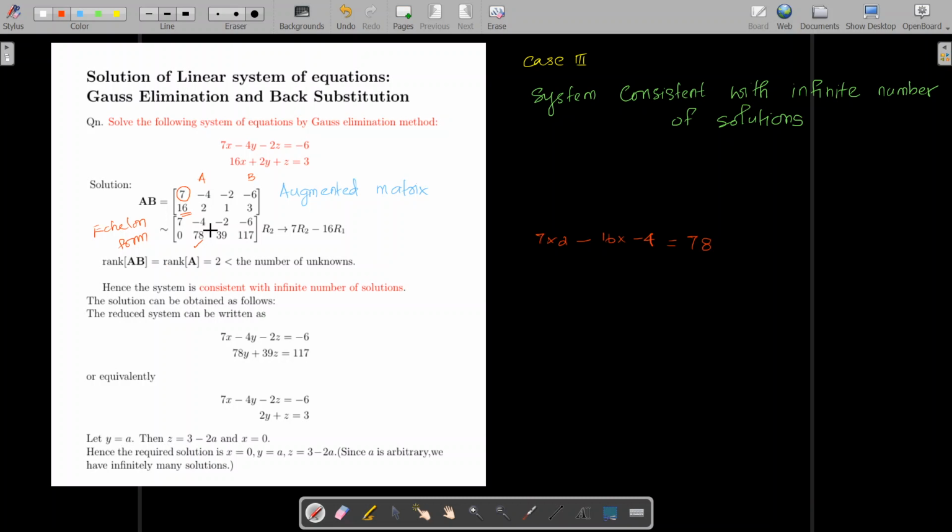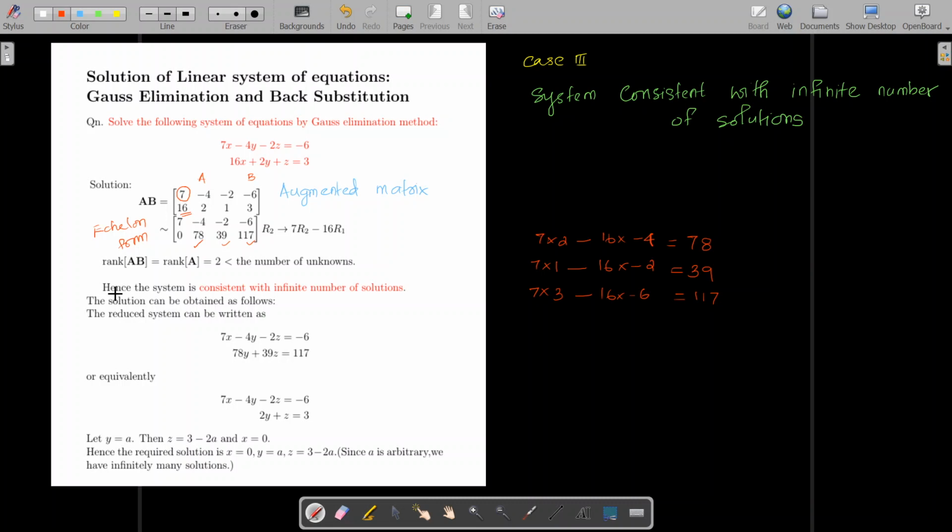So that is 78. Next element is 1 into 7 minus 16 times minus 2, and hence we have 39. So that is the second element. Third element is 7 times 3 minus 16 times minus 6. So we have 96 plus 21 equal to 117. So all the elements in this row are transformed to 0, 78, 39 and 117. Now we are in row echelon form.